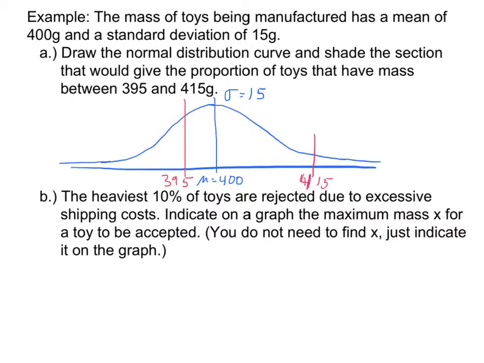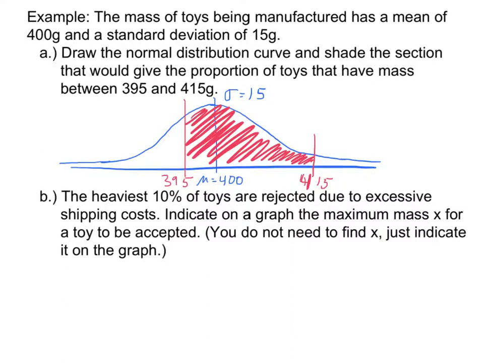Now somebody might ask, how did I know to do 395 here instead of here or here? I didn't. I'm just estimating here. So now they want me to shade this, and that just means the section that I'm looking for is this. The way that you actually compute that is going to be using the calculator, and I'm going to be talking about that in the next video.